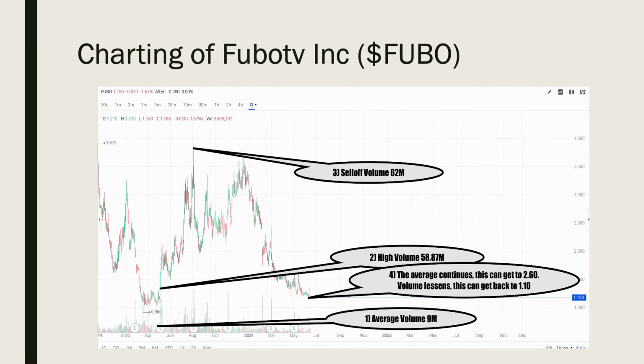Charting of Fubo Inc., ticker symbol FUBO. With the deck still reshuffling with the media companies, I feel that this could be a value buy. It's installed in the devices and it's gaining traction. The average volume on this is about 9 million. The high volume of 58.87 million took the stock to the mid 2 area. This sold off in the high 3 area with about 62 million in volume. With the average volume, this can reclaim the high 3s, but if it sells off, this can recover around 1.13.